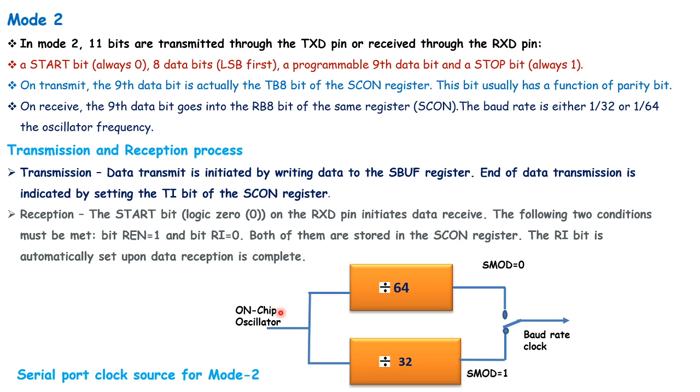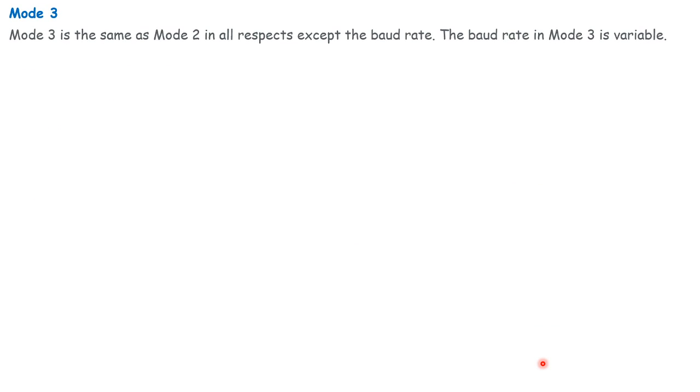The serial port clock source for mode 2 is like this. This is the crystal frequency, which is divided by 32 when SMOD is equal to 1, and divided by 64 when SMOD is equal to 0, and the baud rate is decided by this clock frequency in mode 2. Mode 3 is the same as mode 2 in all respects except the baud rate. The baud rate in mode 3 is variable.